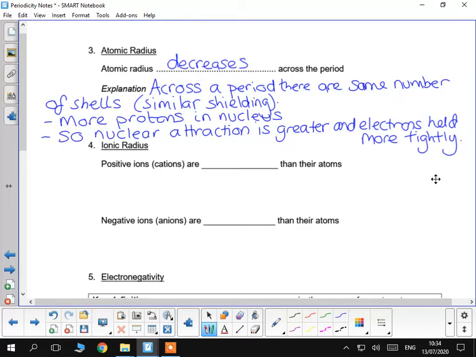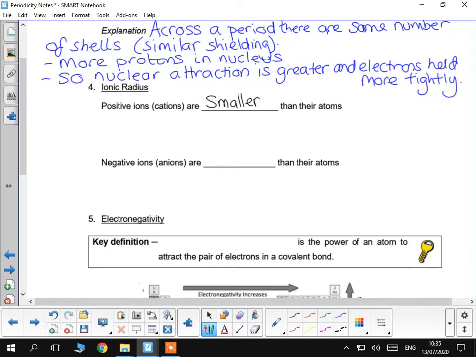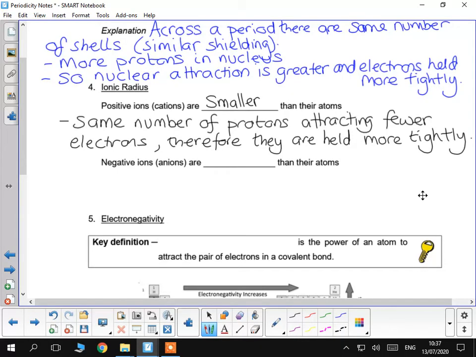We're just going to briefly look at ionic radius. Ions are made by either losing or gaining electrons. Positive ions are smaller than their atoms. This is because the same number of protons are attracting fewer electrons. Therefore, if there are fewer electrons, they'll be held more tightly by the same nuclear charge.